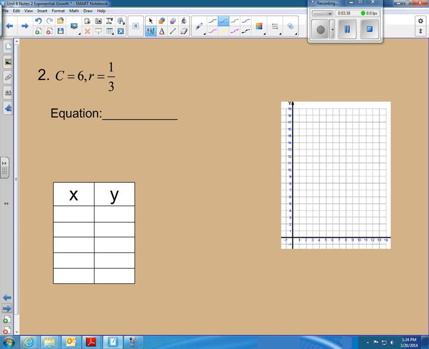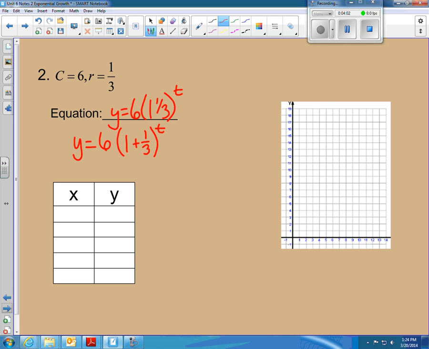All right, let's take a look at problem 2. Problem 2, our rate is given to us as a fraction. That's totally okay. We still have y equals our starting value, 1 plus our 1/3 to the t. Now, we want to get as accurate as we can, so we're going to leave that as 1/3. So y equals 6 times 1 and 1/3 to the t.